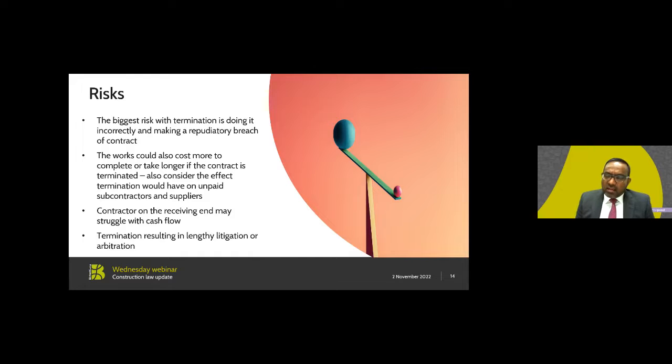Risk. Obviously, as I said at the beginning, termination is not without risk. The biggest risk with termination is doing it incorrectly and making it a repudiatory breach of contract. The works could also cost more to complete. It could take longer if the contract is terminated. You should also consider the effect that termination would have on unpaid subcontractors and suppliers. The risk also is on the contractor on the receiving end, who may be struggling with cash flow, and the risk associated with expensive and protracted litigation or other means of dispute resolution.